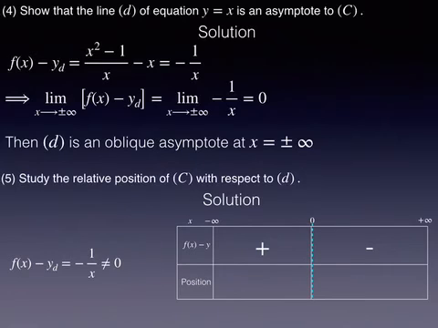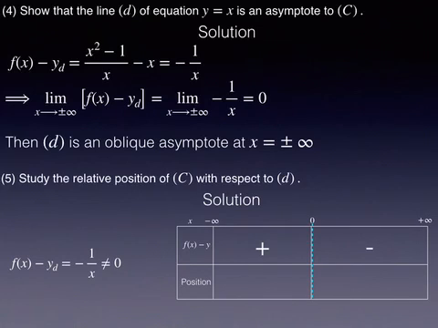We need to study the sign of f of x minus yD. So take a value between minus infinity and 0, let's say minus 1. Replace minus 1 in the expression of f of x minus yD, and you will get a positive number, which is plus 1. Then the sign between minus infinity and 0 is plus. Similarly, take a number, for example 1, between 0 and plus infinity, replace it in the expression of f of x minus yD, and you will get a negative number. So the sign of f of x minus yD between minus infinity and 0 is plus, and between 0 and plus infinity is minus.